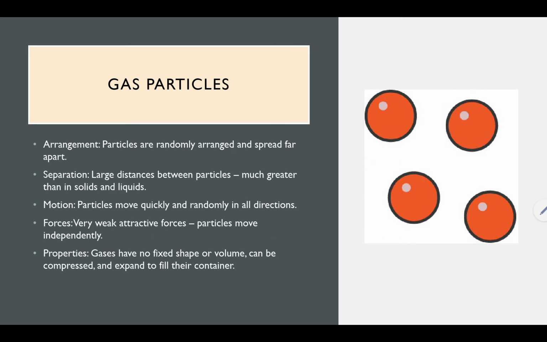Gas particles are randomly arranged and spread far apart. They have large distances between the particles. They move quickly and randomly in all directions with very weak attractive forces, making them move all over. They have no fixed shape and no fixed volume. They can be compressed because of the spaces between them, and they expand to fill the entire container.